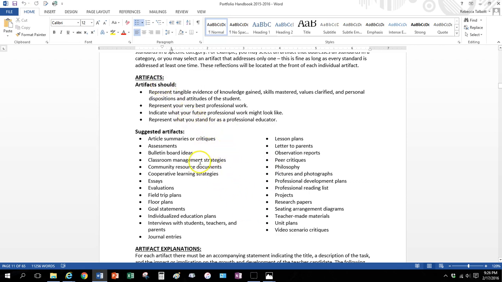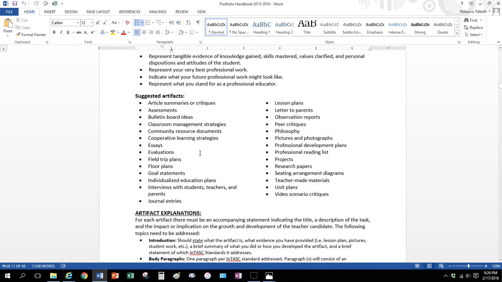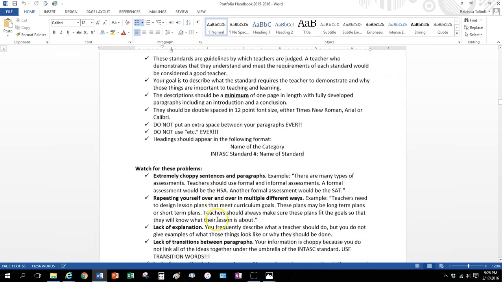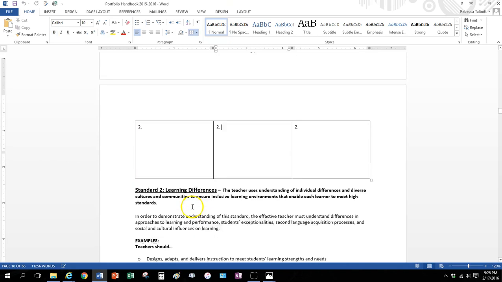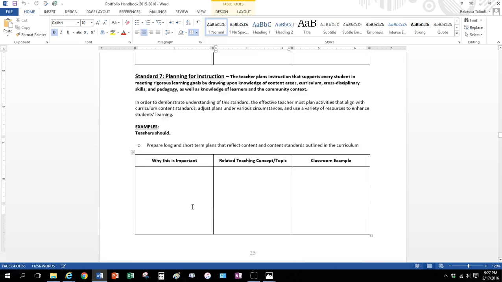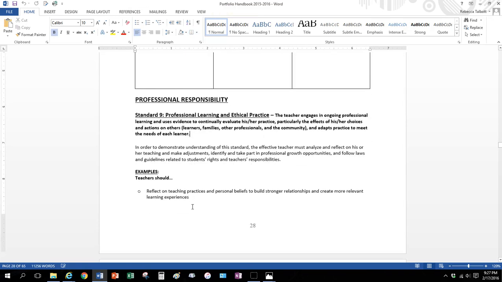That has to do with the artifacts themselves. The other piece that goes with that are the reflections that you'll be doing. Basically it's a 1 to 2 page reflection about a particular project that you completed, whether it was a trifold or a lesson plan or an essay that you wrote or something like that. There are several pages down in the 30s, and we'll go down there and look at those, that will help you prepare and write your artifact reflections.